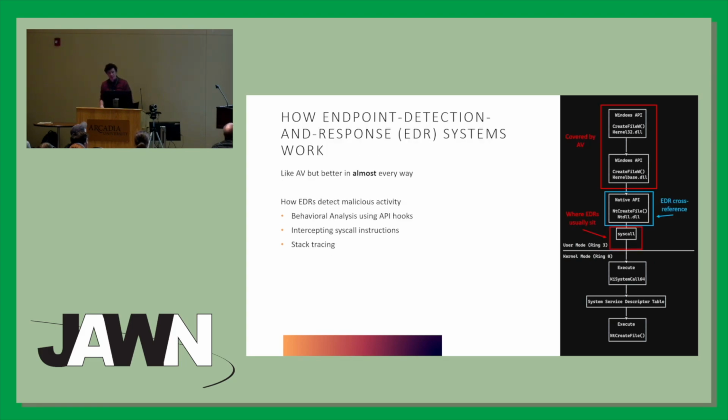So now, how endpoint detection and response systems work. It's like AV, but it's better in almost every single way. Especially in an enterprise environment, EDRs are definitely the way to go because you have agents that can give you great diagnostics about your system, and you can maintain it relatively easily. EDRs detect malicious activity by doing behavior analysis on API hooks. You can see this in the bottom red square. This is where your EDR is going to be sitting and intercepting syscalls as they enter the kernel. Like I said, they intercept syscall instructions, and they also do stack tracing.